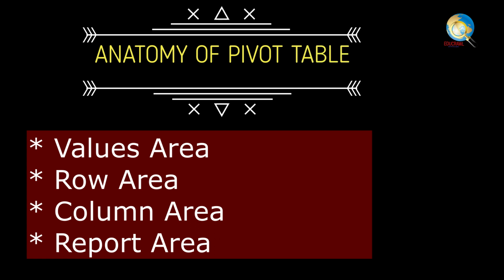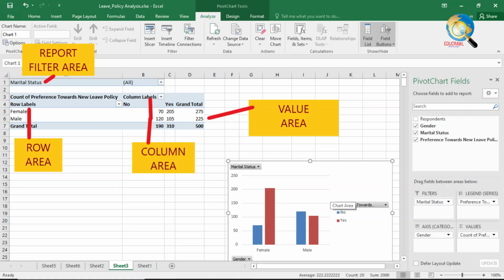We have 4 areas: the values area, row area, column area, and report area. Once again, the values area, row area, column area, and report area. This is what a pivot table will have. I will show you in a picture. So you can see there is a report filter area, there is a row area, column area, and value area.